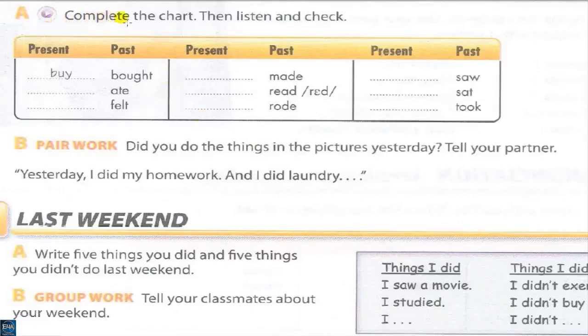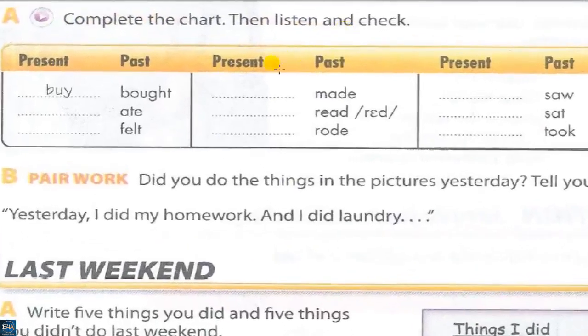Complete the chart. Then listen and check. In this exercise, you will complete the chart. You have the verb in present and then the past. You write the main verb in present. All of these verbs are irregular, no rule. Page 94, Exercise 5, Part A.